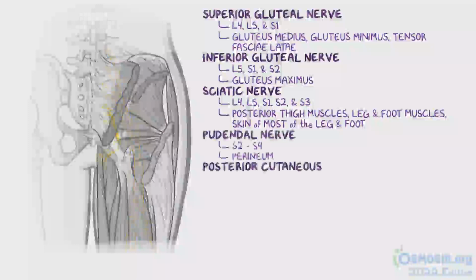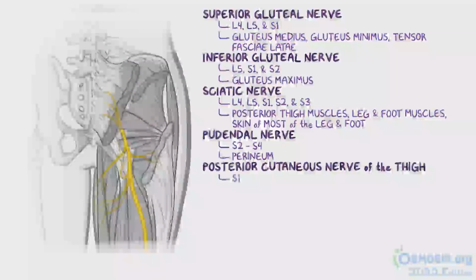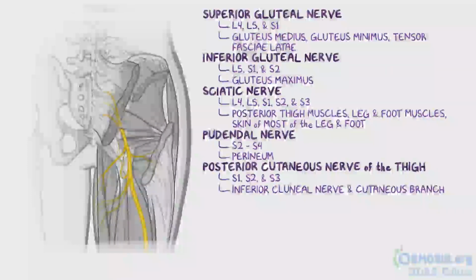The posterior cutaneous nerve of the thigh, formed by S1, 2, and 3 nerve roots, gives off branches such as the inferior cluneal nerve, which we mentioned, the cutaneous branch, which supplies the skin of the popliteal fossa, and the perineal branch, which supplies the posterior part of the scrotum or labia majora.